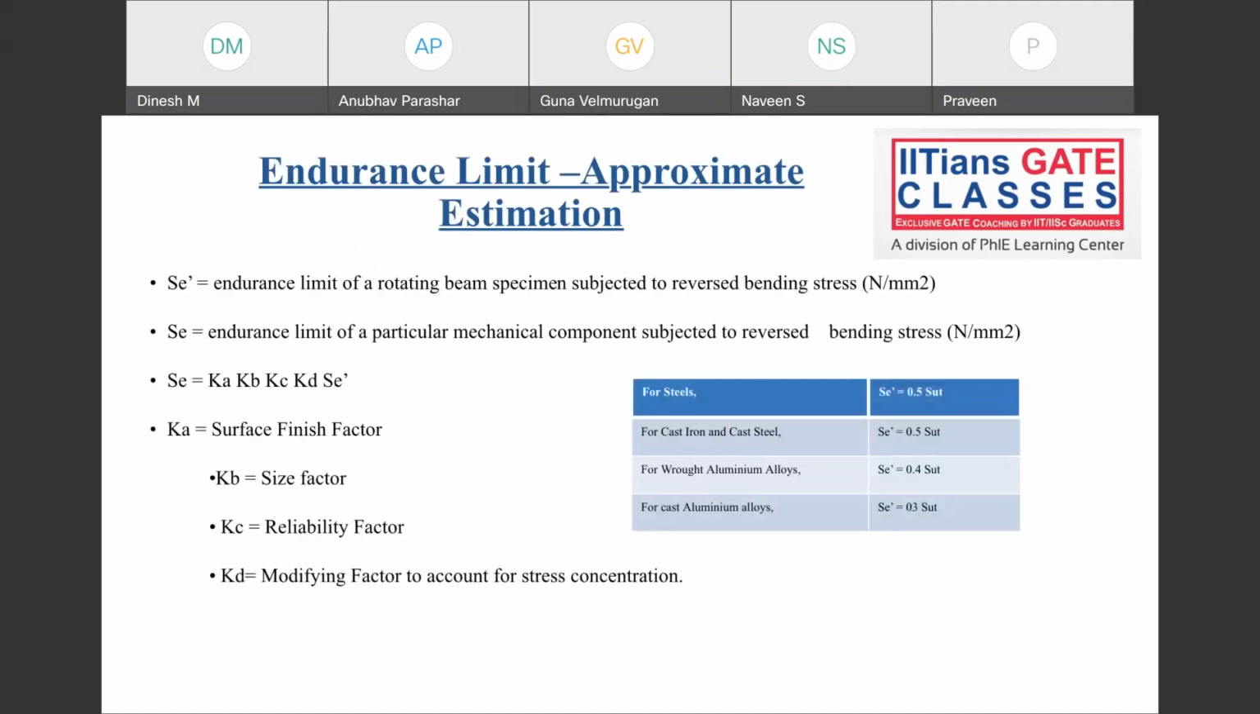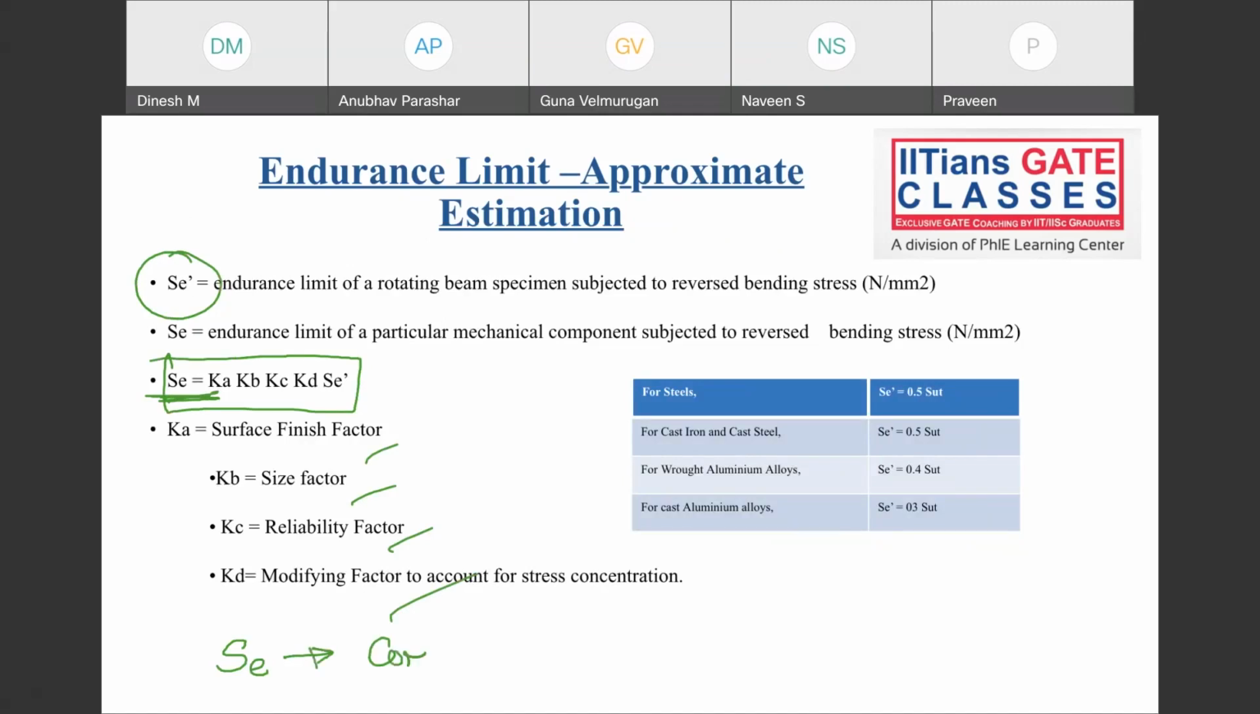Let us go back once. So this is the corrected endurance limit, SE. SE is the corrected, meaning this is the endurance limit that we have got from the rotating beam specimen. Is it the correct endurance limit of the actual component? No. So after that, we have used the surface finish factor, size factor, reliability factor, and modifying factor to account for stress concentration. After multiplying all these four quantities, what we have is the corrected endurance limit. So in the question, you don't have to find this.